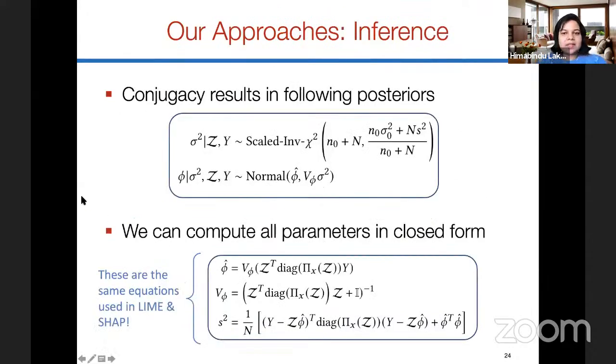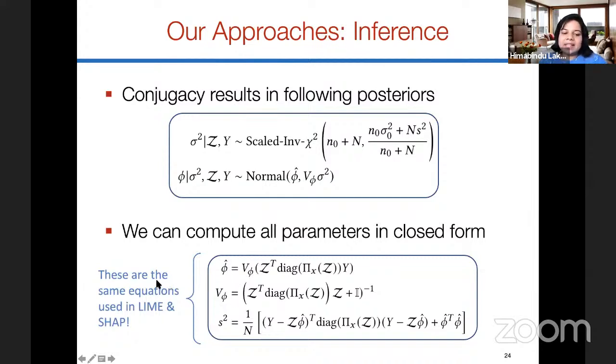So here, just for the sake of completeness, is some inference output. Based on conjugacy, our posteriors look something like this on feature importance as well as sigma square, which is the variance of epsilon. And then we can compute all these parameters in closed form. Okay, so here is what the closed form expressions would look like.